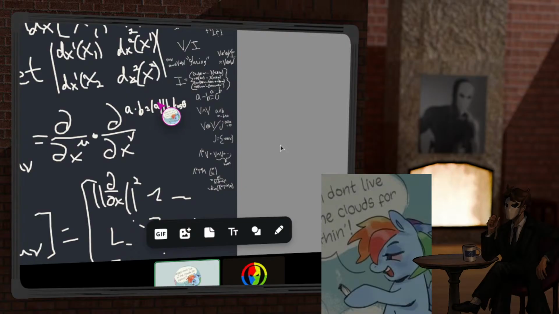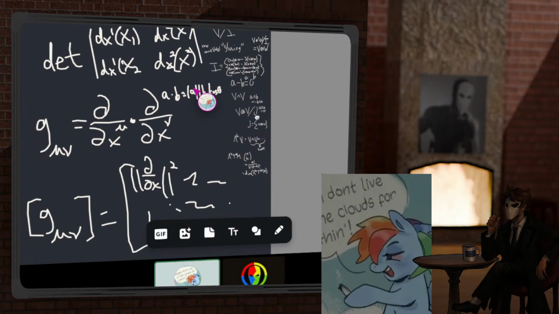In classical Euclidean contexts, all the basis vectors have length 1, and all the other components are 0, because cosine of 90 degrees is 0, and you'd expect orthogonal things to be orthogonal.